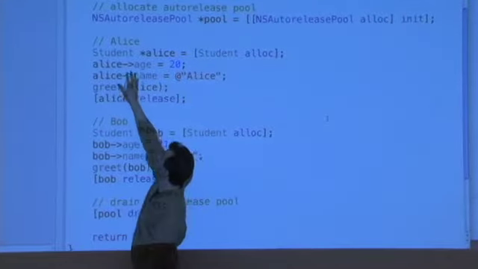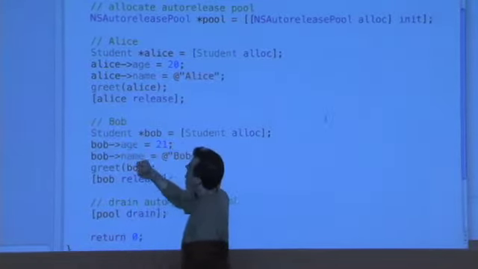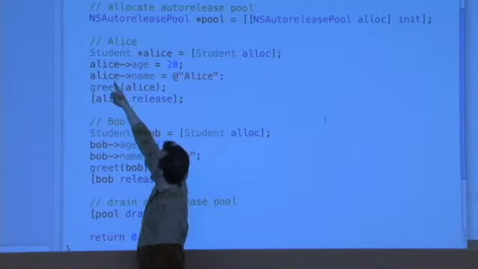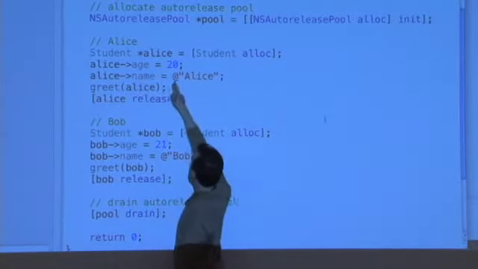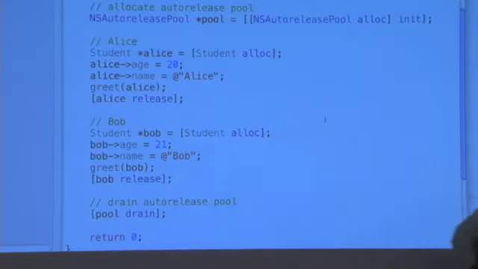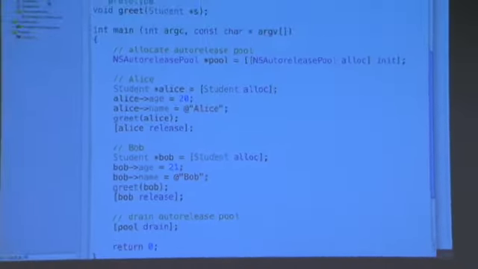I'm actually going to use some C style or C++ style syntax here and say Alice arrow age and Alice arrow name is going to get 20 and Alice respectively. So what's going on here? Well, these seem to be instance variables. And let me confirm this suspicion.